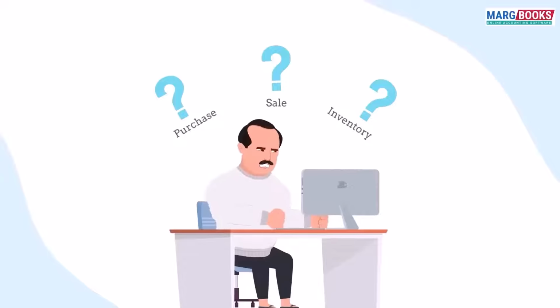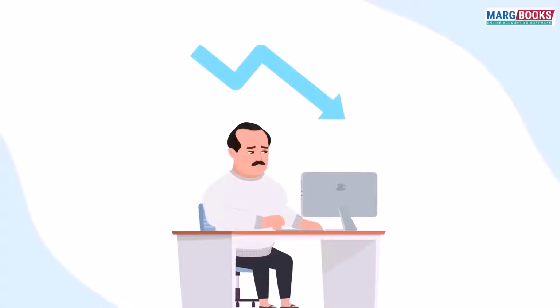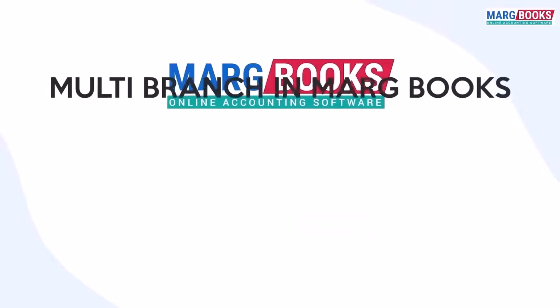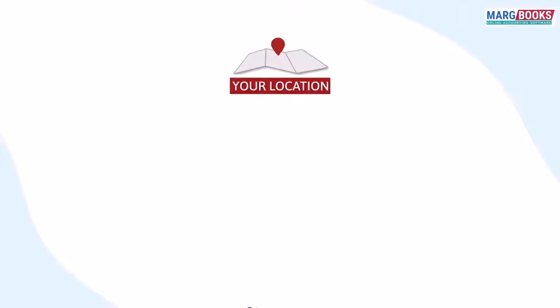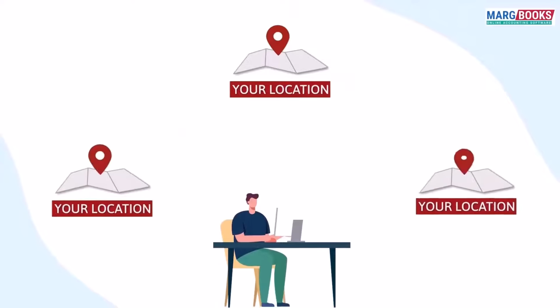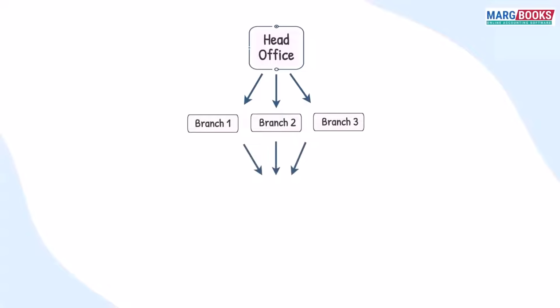In the same way, most businessmen face this same problem, which affects the growth of their businesses, and it can be quite painful for any businessman. So, to overcome this problem, Marg Books has provided the option of multi-branch, which allows you to control your branches from your head office. Like, the head office transfers materials to all your branches, and it is also possible that material transfers from branches to the head office.